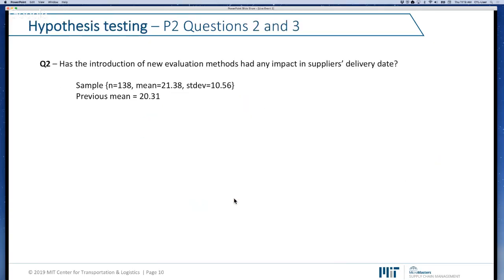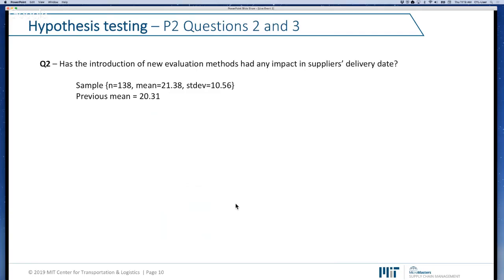Great, so that's all about prediction and confidence intervals. If you have any questions, please let us know through the chat. Now we're gonna jump into hypothesis testing. Hypothesis testing is a very, very important statistical method, and it's widely used in supply chain management and also in research. So questions 2 and 3 of the problem are about hypothesis testing.